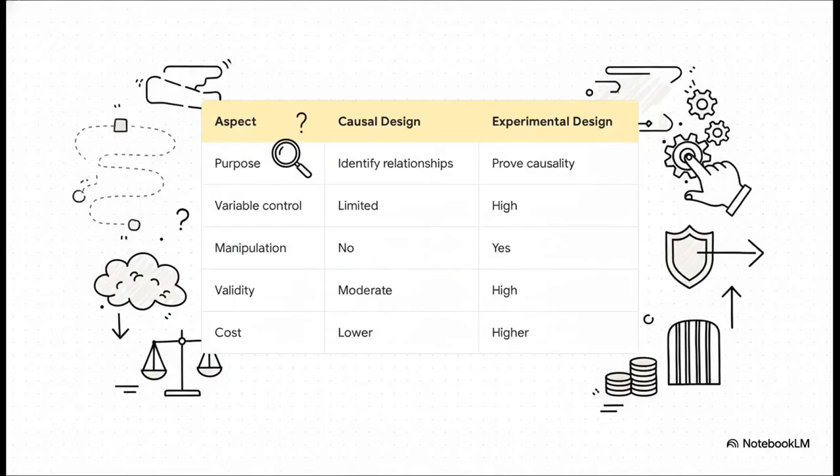And this table really lays out the trade-offs perfectly. A causal design is awesome for exploring relationships out in the messy real world, especially when you can't or shouldn't run an experiment. But an experimental design, with all its control and manipulation, gives you that powerful proof of cause and effect, even if it is usually a lot more expensive and complicated to pull off.